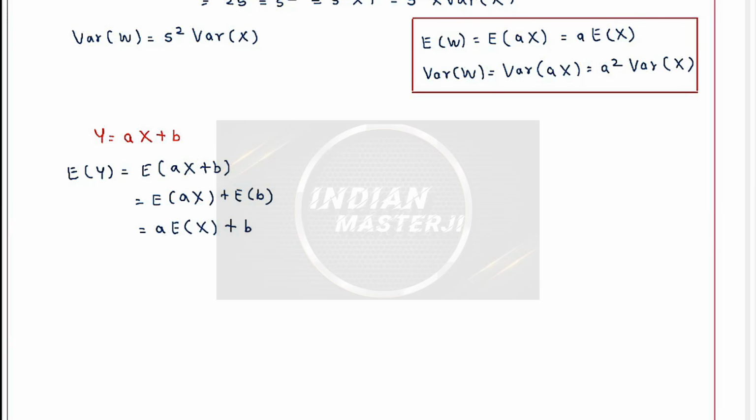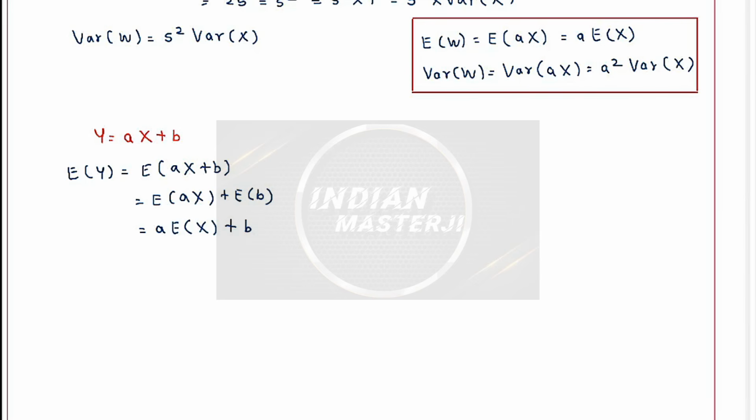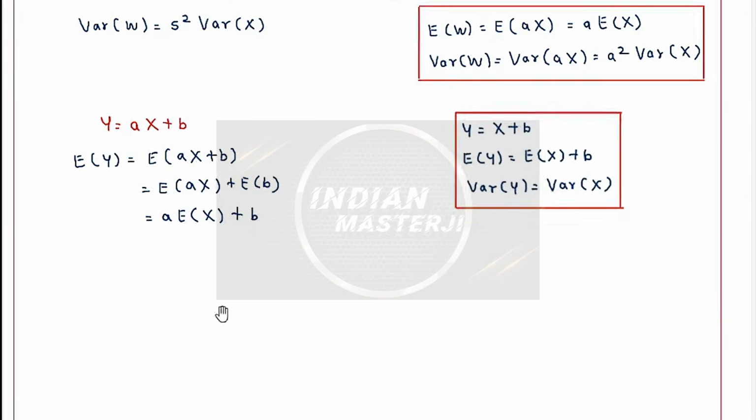Let me bring both on one screen. Let me take a screenshot of this. Let me go to the next page. Let me bring it here. So these are the two results we have studied, and I am combining both. So here what do I get? The expectance of y, where y is ax plus b, will become a times the expectance of x plus b.